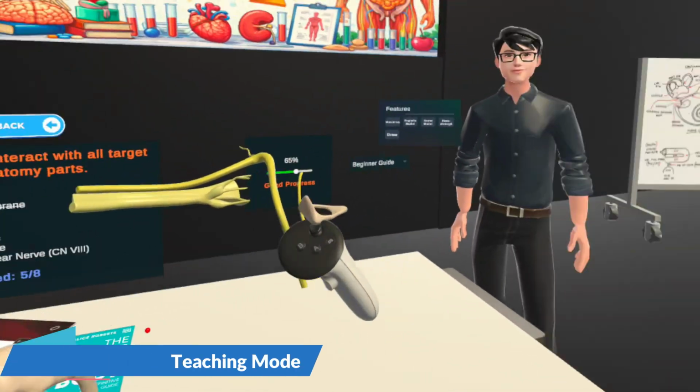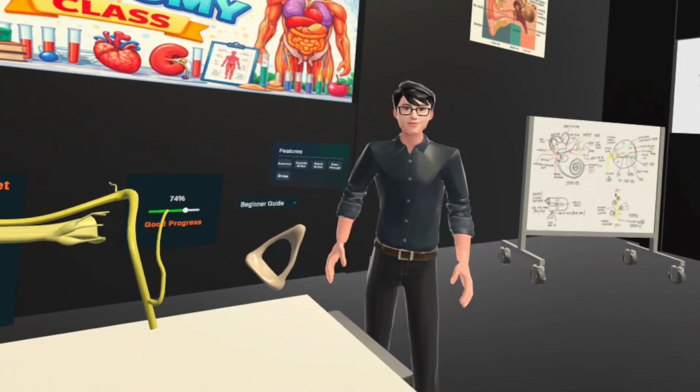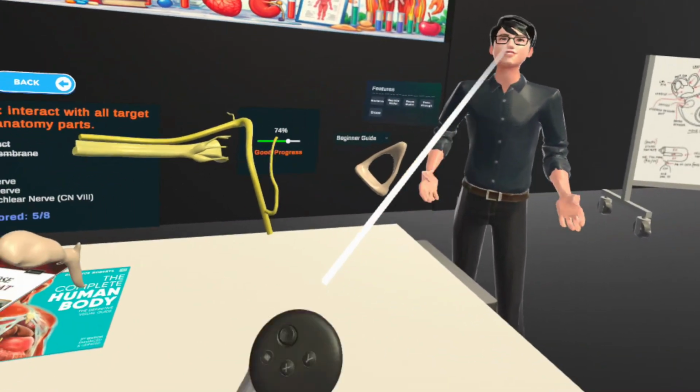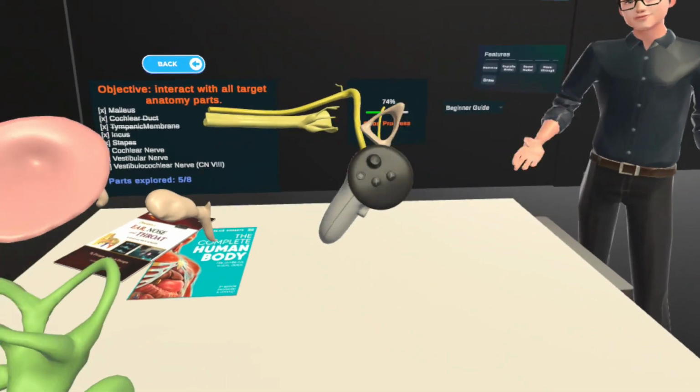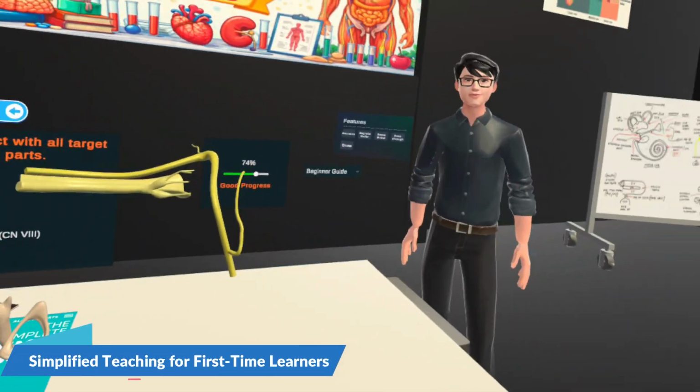And what bone is this? That is the stapes. It's the third and smallest bone in the middle ear, also known as the stirrup. It transmits sound vibrations to the inner ear.